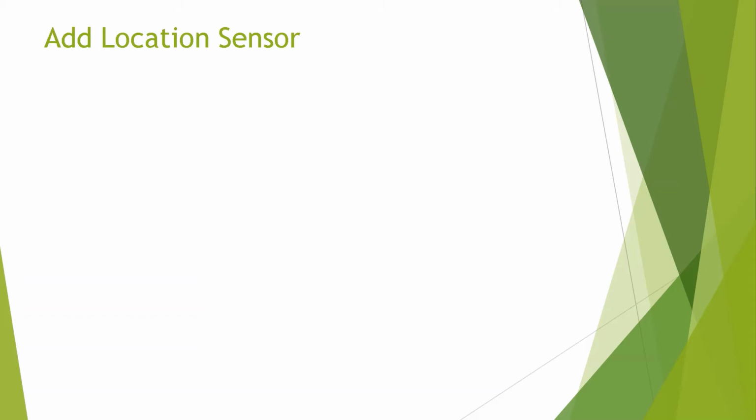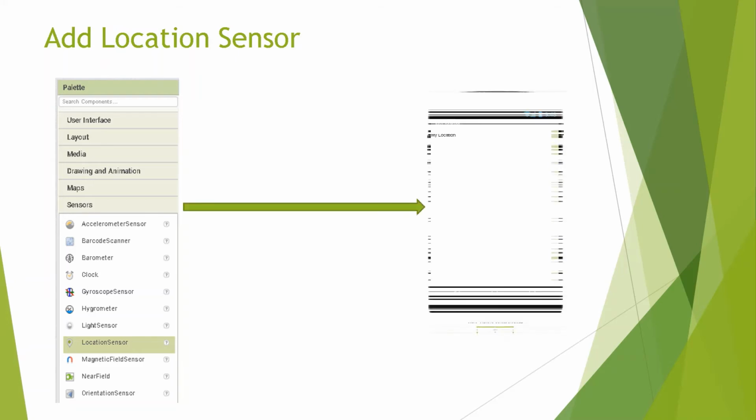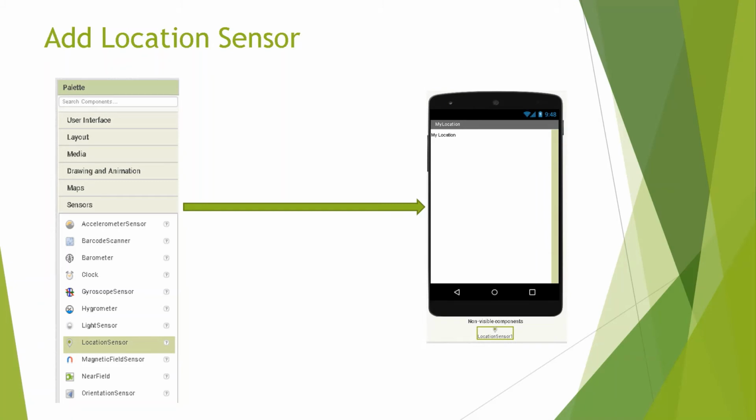Now, we will add location sensor which will detect your location. From left side palette, select Location Sensor under Sensors tab. Then drag it to your screen. You can see that location sensor will not be added as visible component, and it will be located below the screen.